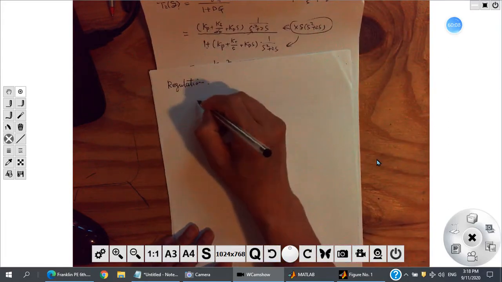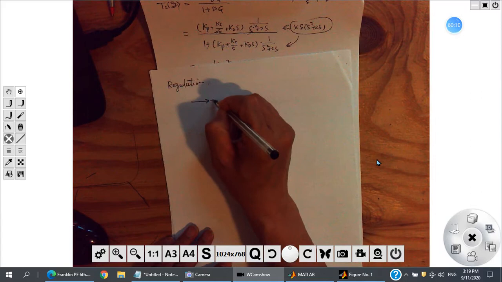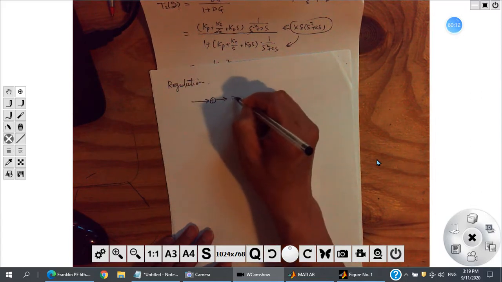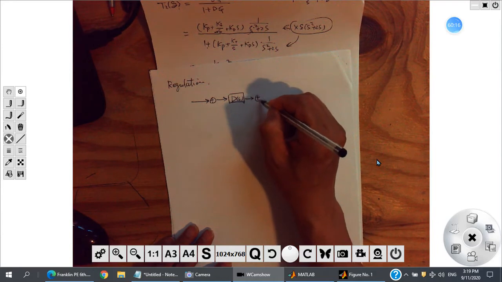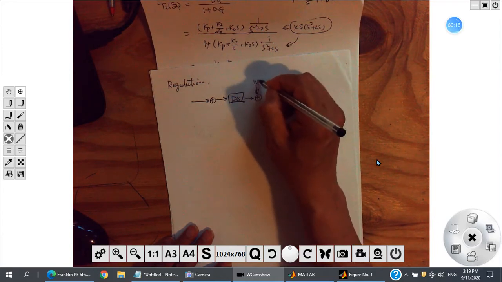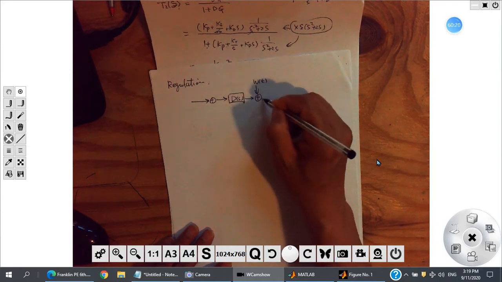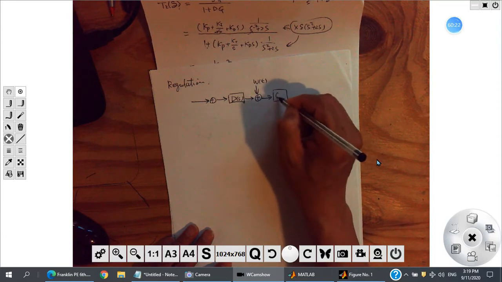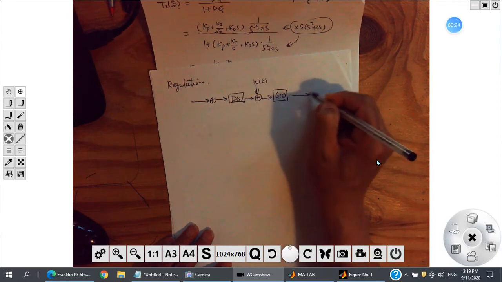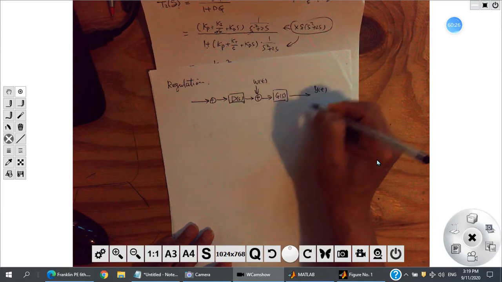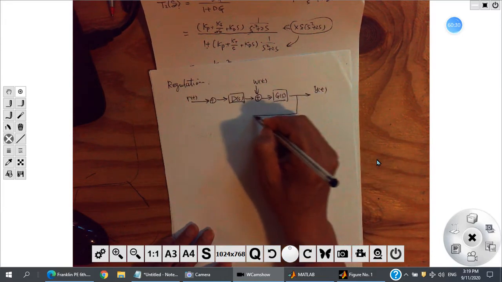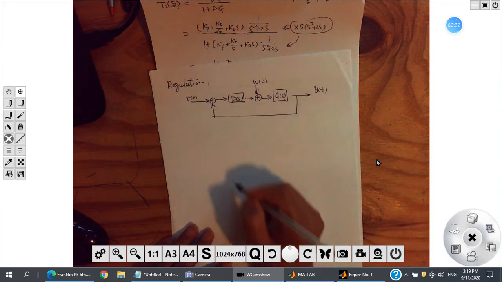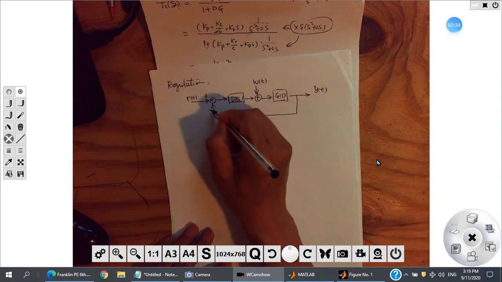Now the graph of the system looks like this. D is the PID controller, and here we have some noise, some disturbance here. Go to the plant, and we have output. Input is R of T, and we have feedback. Here's a plus, here's a minus. This is a unit feedback.